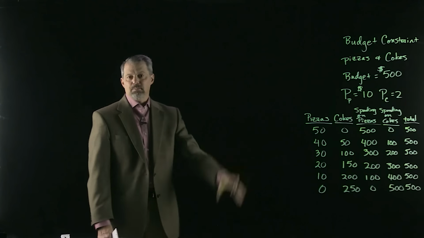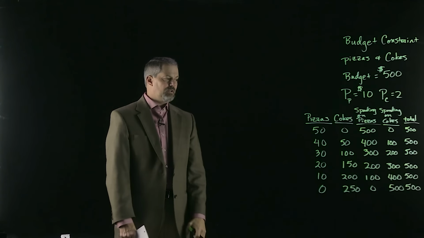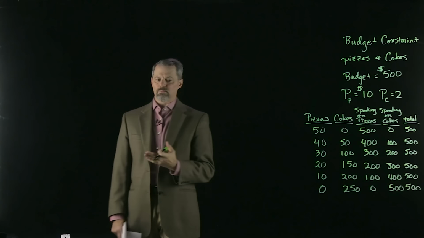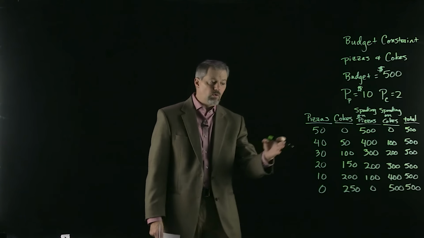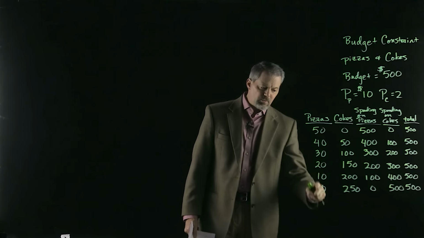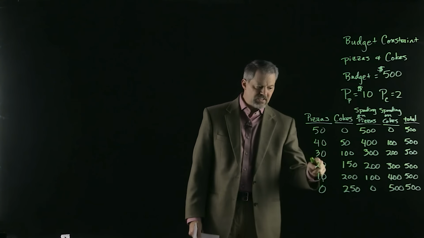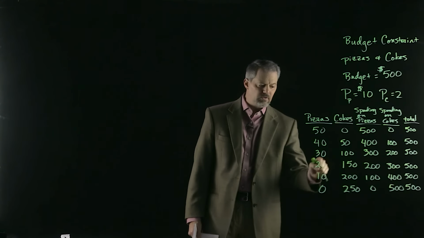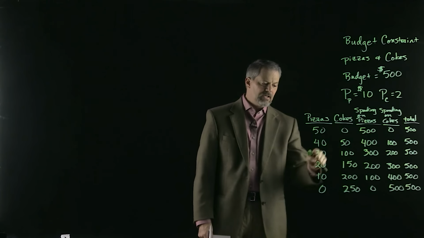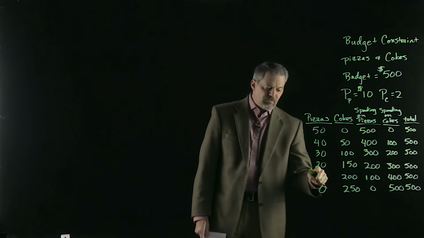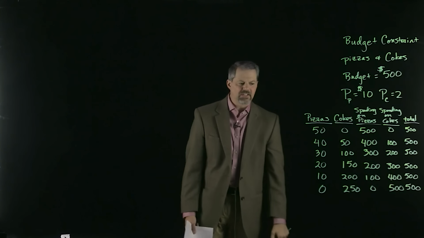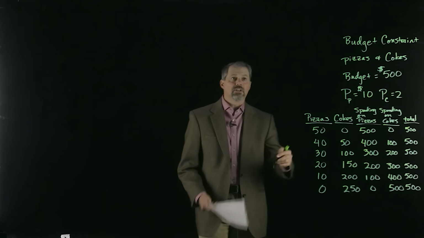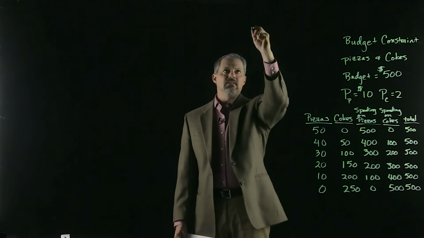So those are some possibilities, right? Now, our question is, well, which one of these is the consumer going to consume? Or there's, remember, a whole bunch that we don't have on this table. You could buy 31 Cokes or 31 pizzas, or 15 pizzas. So these are just some representative points. What I'm going to do though is I want to graph these.